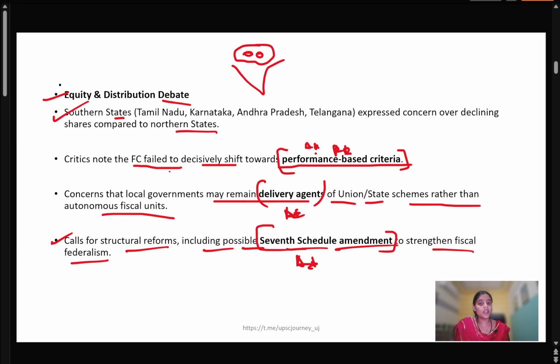After that, we have seen that the Finance Commission failed to decisively shift toward performance-based criteria. Means it is merely focusing on population or area, but not on performance-based criteria. Because of the lack of this criterion, the southern states, Tamil Nadu, Karnataka, Andhra, expressed their concern over the declining share as compared to the northern states. And now it is time for a possible Seventh Schedule amendment to strengthen this fiscal federation. Means we need structural reforms.